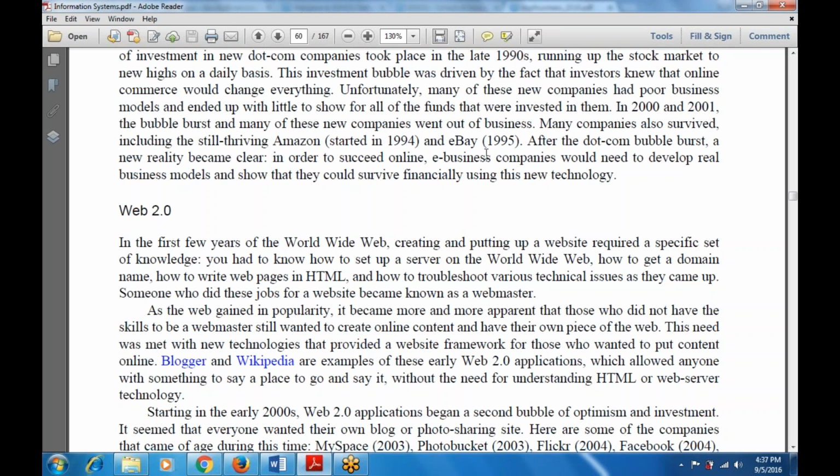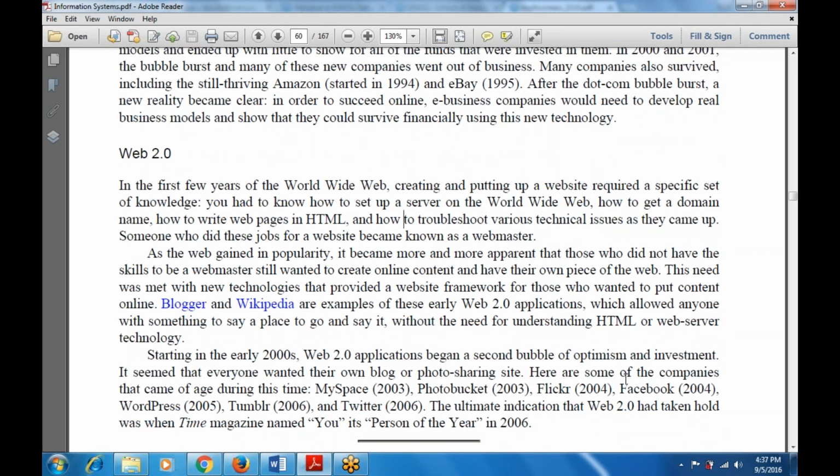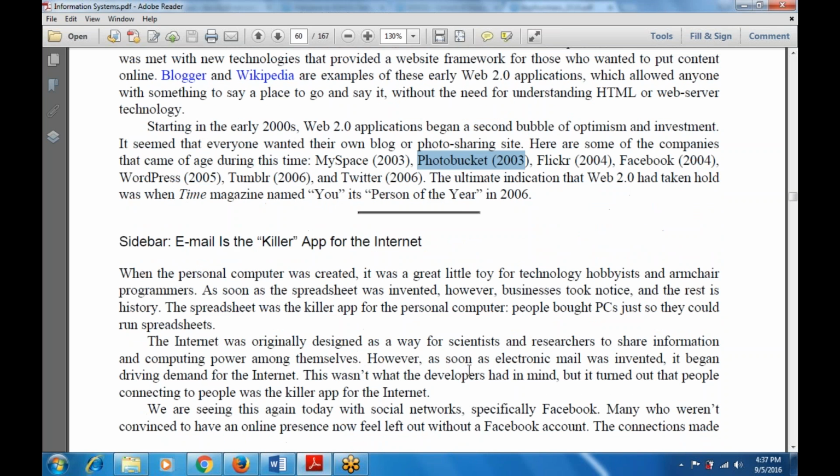Starting in the early 2000s, Web 2.0 applications began a second bubble of optimism and investment. It assumed that everyone wanted their own blogs or photo sharing sites. Some of the companies that came out during this time are MySpace in 2003, Photobucket, Flickr, and Facebook. So these are the various terms announced with Web 2.0.